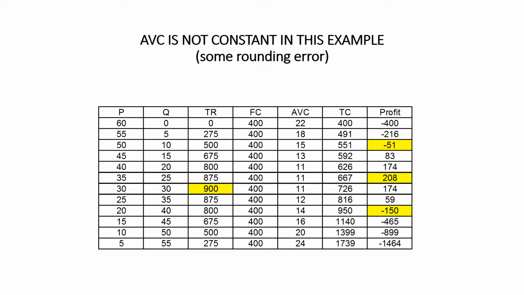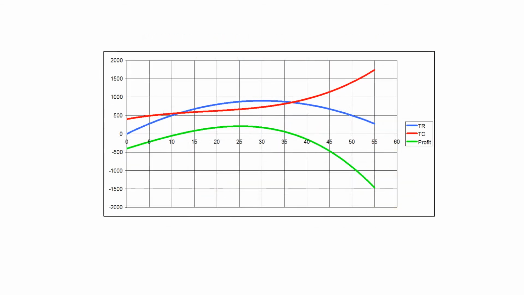In this example, the average variable cost is not constant. It starts high, then declines, and eventually increases again, so this example uses the economics view of average variable cost. I calculated these values using formulas in Excel and rounded to the nearest dollar, so there is some rounding error in the numbers. But we see the same basic pattern. Total revenue is highest when the price is $30, there are two break-even points, and profit is maximized when the price is $35. This is a graph of the example. Notice that the red curve, that's the total cost, increases as a curve. Profit is maximized when 25 units are sold.